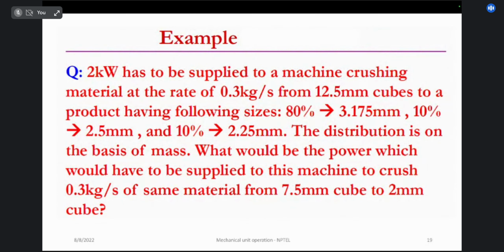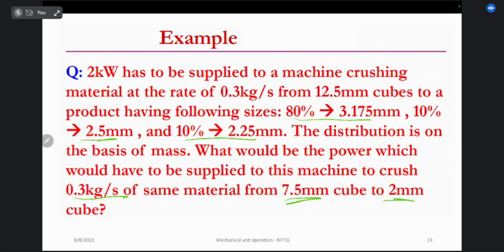Now this is another example. 2 kilowatt has to be supplied to a machine crushing material at a rate of 0.3 kg per second from 12.5 millimeter cubes to a product having the following sizes: 80% 3.175 millimeter, 10% 2.5 millimeter, and again 10% 2.25 millimeter. The distribution is on the basis of mass, so from the total mass, 80%, 10% and 10%. What would be the power which would have to be supplied to this machine to crush 0.3 kg per second of the same material from 7.5 mm to 2 mm?